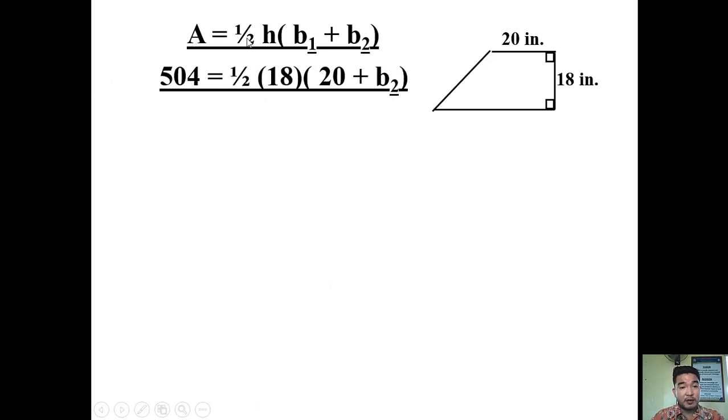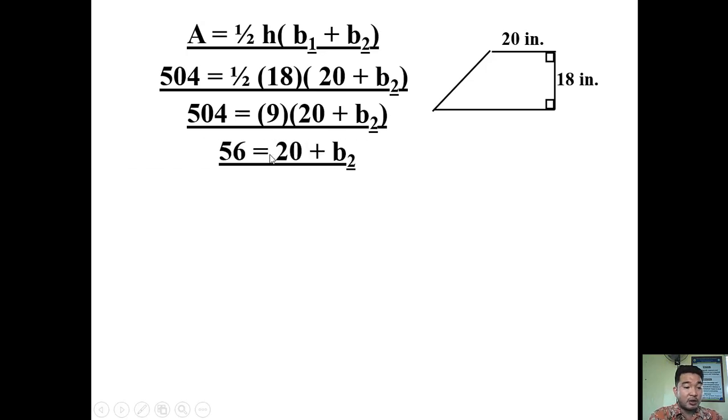A is 504, 1/2 of the height, which is 18, times the quantity of base 1, which is 20. So ang nawawala dito ay base 2. And then we simplify it further. 1/2 of 18 is 9, times the quantity of 20 plus base 2. Para mawala na dito si 9, so divide the whole equation by 9. So you will have 504 divided by 9 is equal to 56.